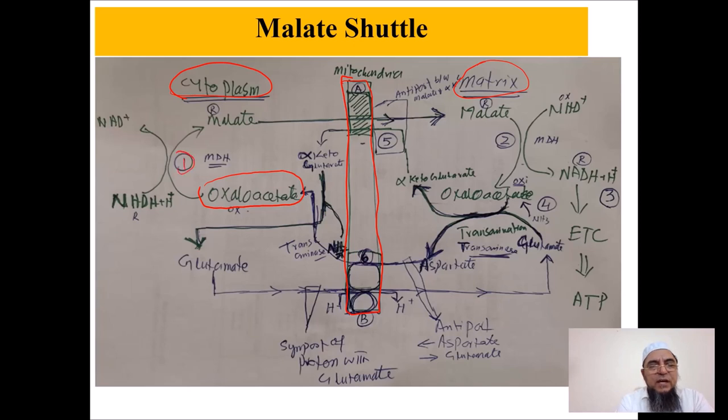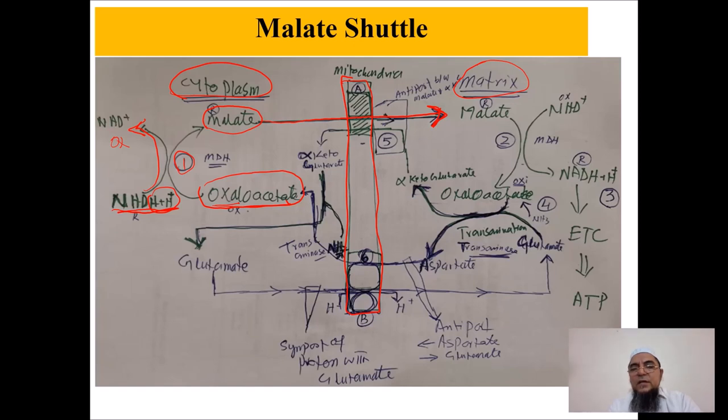Okay, so step one, what will happen? Oxaloacetate will combine with NADH. 2 hydrogens will shift from this NADH to the oxaloacetate. This NADH will be converted into NAD, which is the oxidized form. And then this oxaloacetate, as we saw in the previous example, will be converted into malate. Malate is permeable to the mitochondrial membrane. It will cross and enter into the mitochondria.